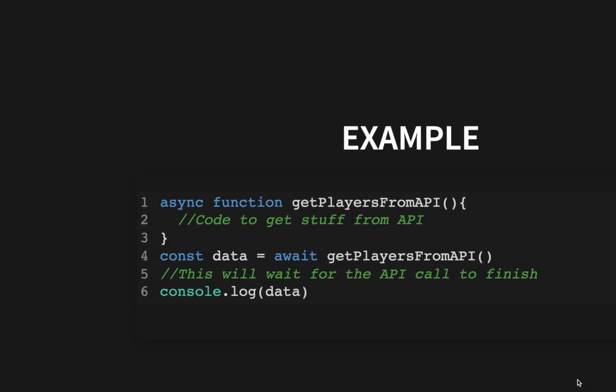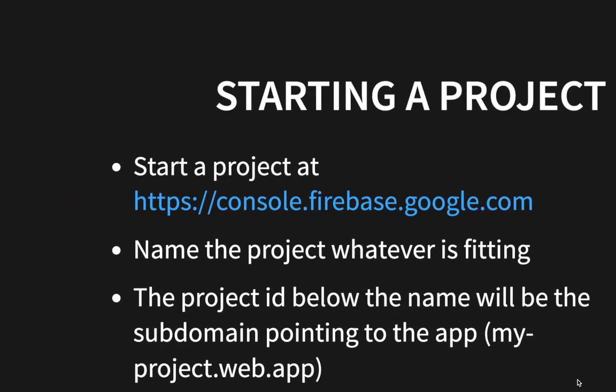is I would have my API function be an async function, and then I just say data equals get players, but I have to wait for it, and then it'll print. So just to work with APIs, it's a bit different.